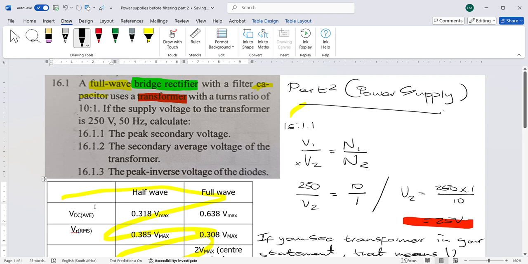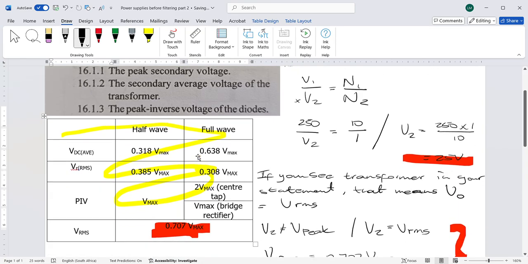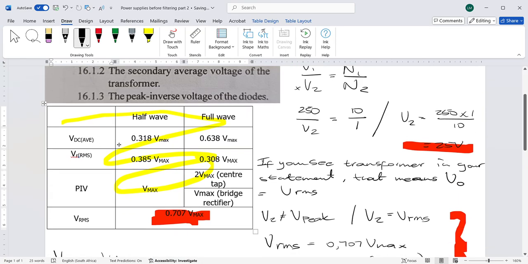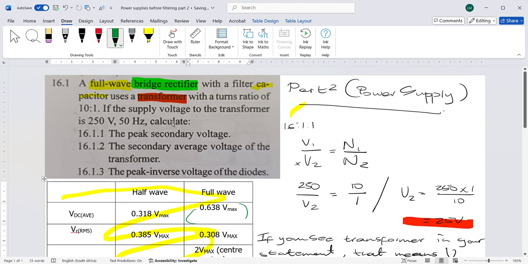Now we go back. Our statement says what? A full wave bridge rectifier. We come here. Under VDC, what do we have? We have half wave, we have full wave. So we need to use the full wave because the circuit is indicated as a bridge rectifier. That's what we are having in this case.